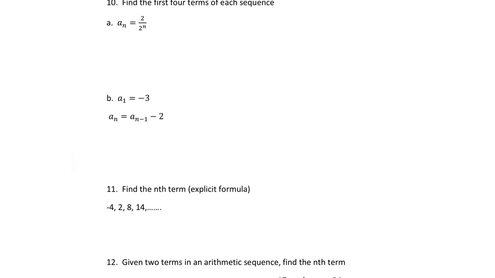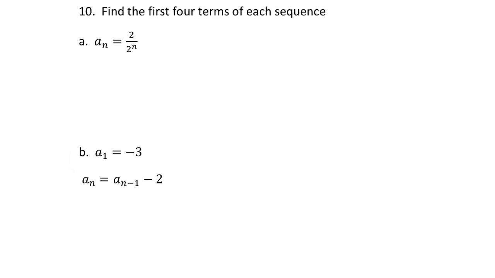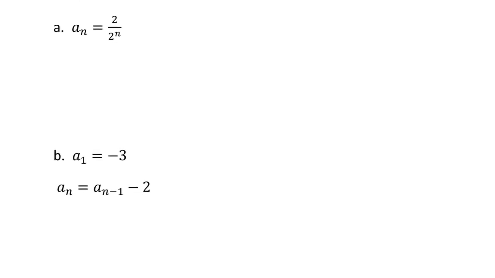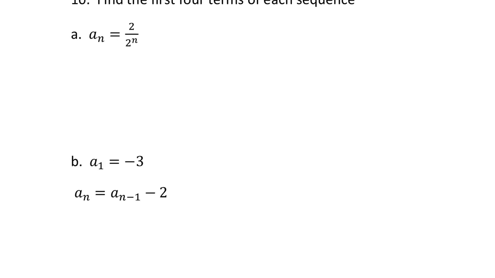Now we get into questions from Chapter 8. You will have a formula sheet for formulas that you'll need to use in Chapter 8. Question number 10 is from Section 8.1. Find the first 4 terms of each sequence. This is an explicit formula or an nth term. This part B, remember, is a recursive formula. But for both of them, you're just listing the first 4 terms.